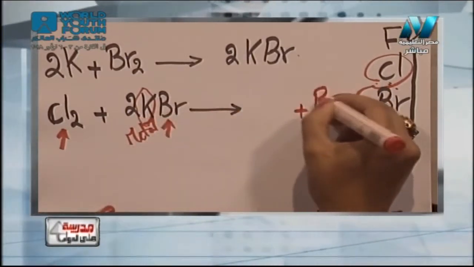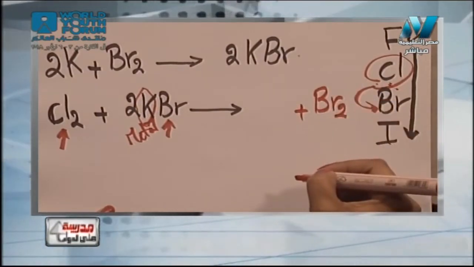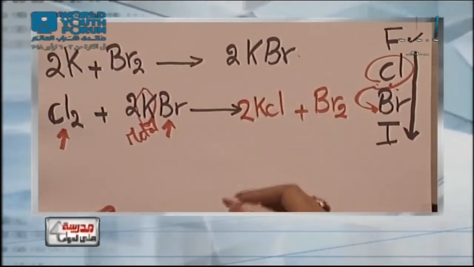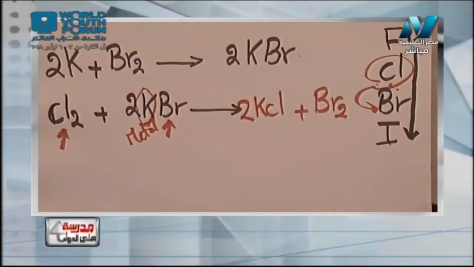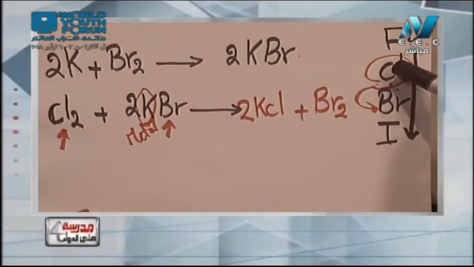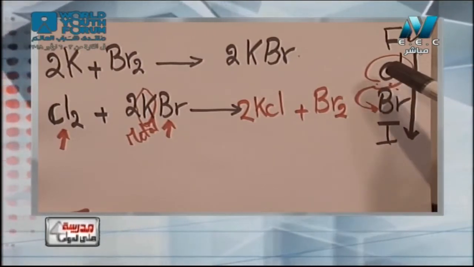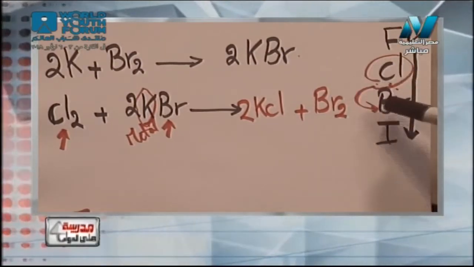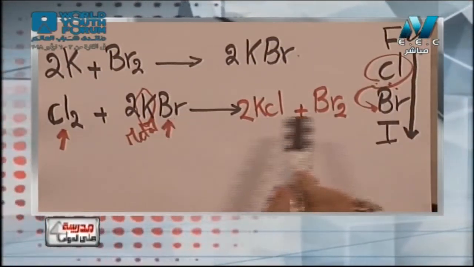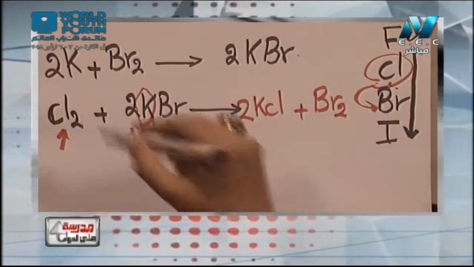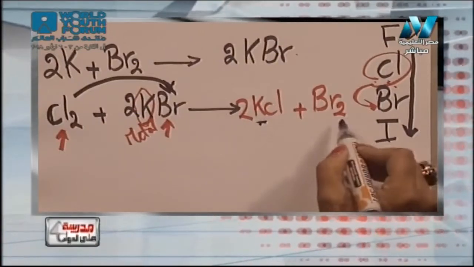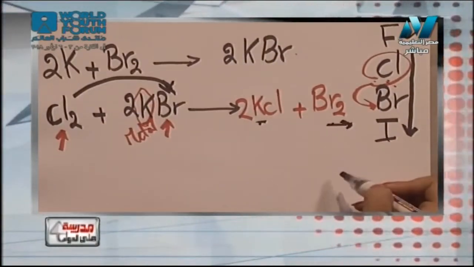So bromine will be outside and the chlorine will form KCl. Okay, this is what we call replacement. The element above in the halogen group, or the element which is most active, replaces the less active one. So bromine will be outside and replaced by chlorine. The chlorine takes its place. It will take the metal from it, and the bromine will be outside by replacement.